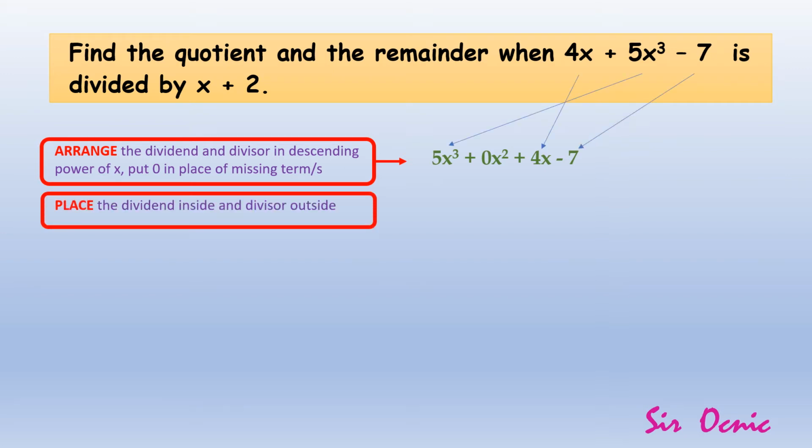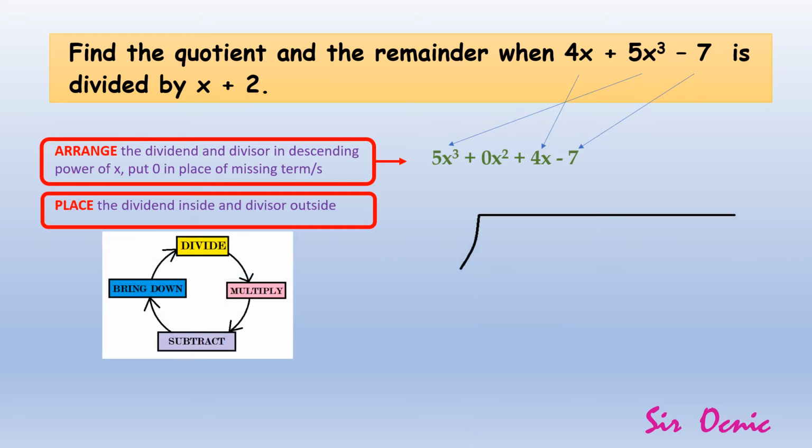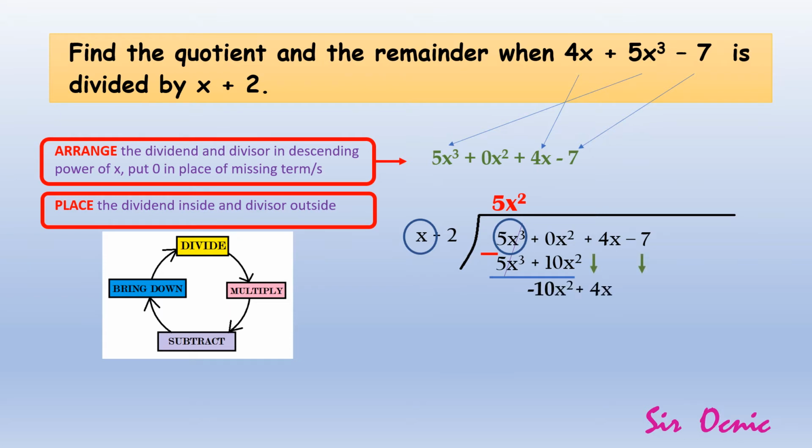Next is, place the dividend inside, the divisor outside. Using the cycle divide, multiply, subtract, bring it down. That is 5x cubed divided by x, which is equal to 5x squared. 5x squared times x equals 5x cubed. 5x squared times 2 equals positive 10x squared. Then subtract. 5x cubed minus 5x cubed is 0, and 0x squared minus 10x squared is equal to negative 10x squared. Bring down positive 4x.